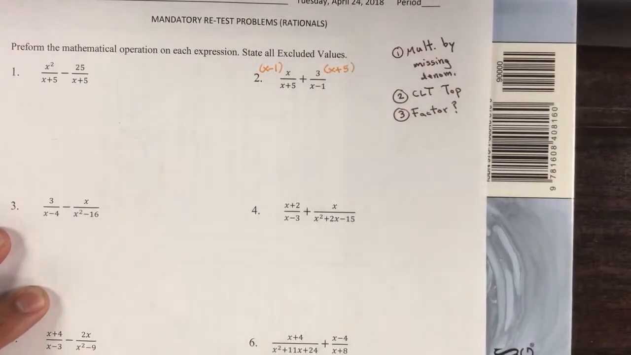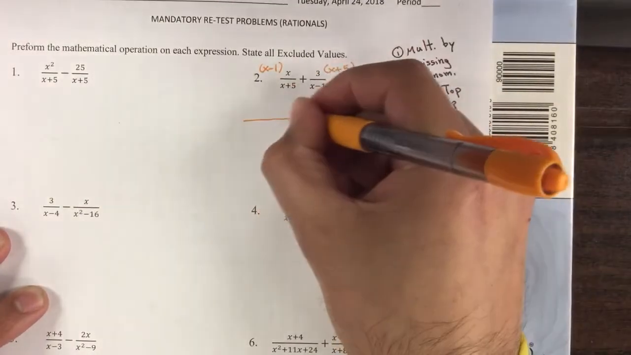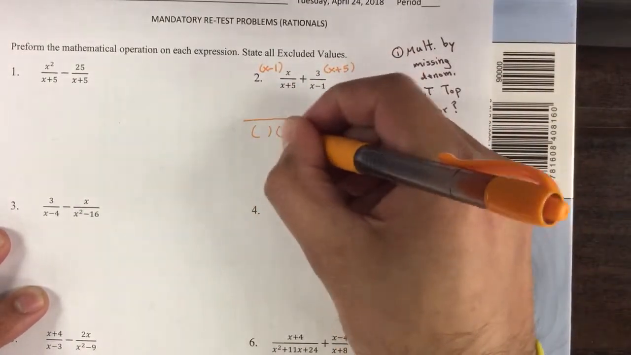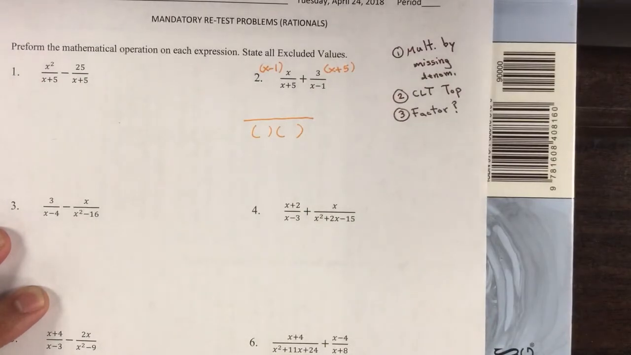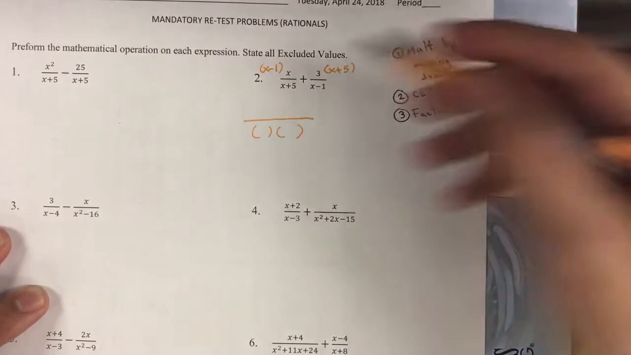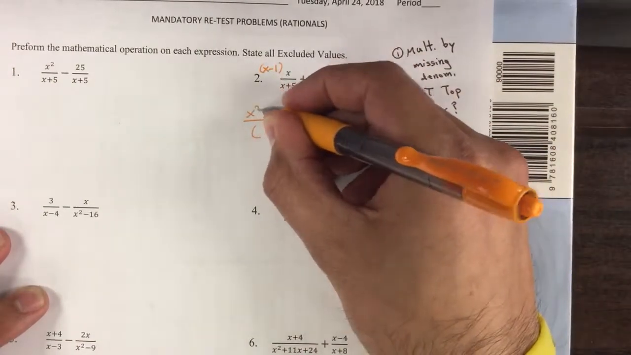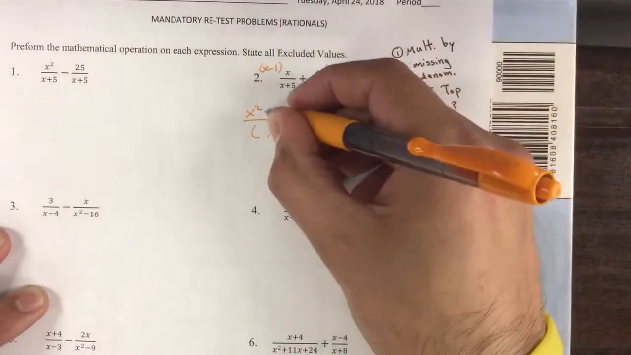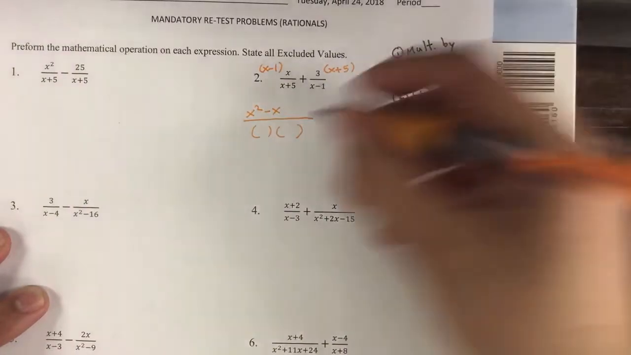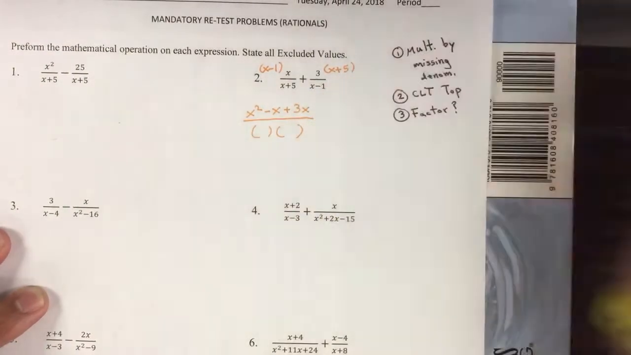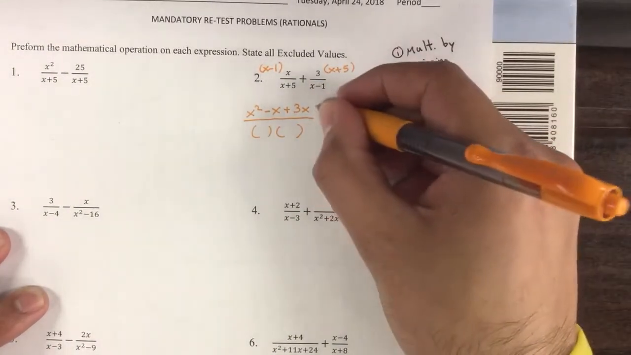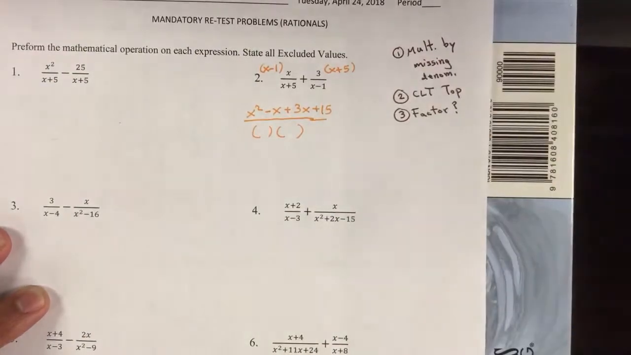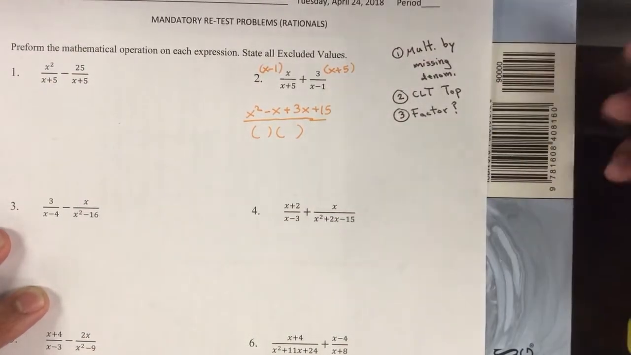Okay? So we're going to have the denominator on the bottom. I'm just going to leave it as parentheses. We know it should be plus 5 minus 1. And on top, multiply out. So x times x, x times negative 1, 3 times x, and 3 times 5. Alright? So combine like terms.